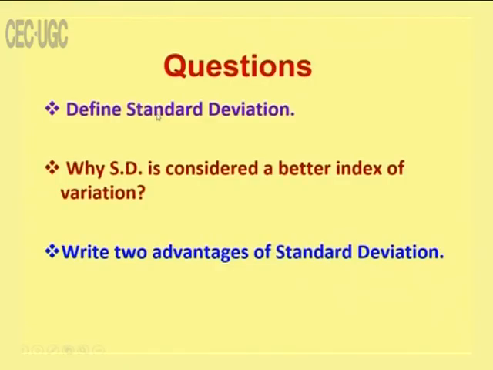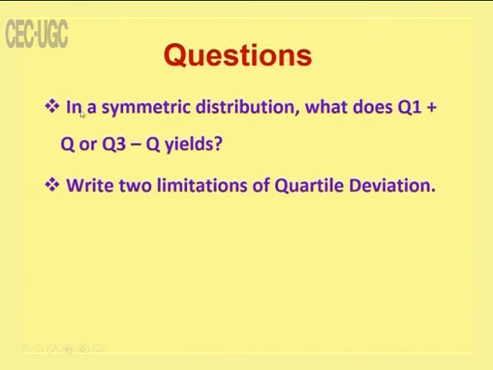Now, let us have some questions. The first question, define standard deviation. The second question, why is standard deviation considered a better index of variation? The third question, write two advantages of standard deviation. The fourth one, in a symmetric distribution, what does Q1 plus Q or Q3 minus Q yield? And the last question, write two limitations of quartile deviation.